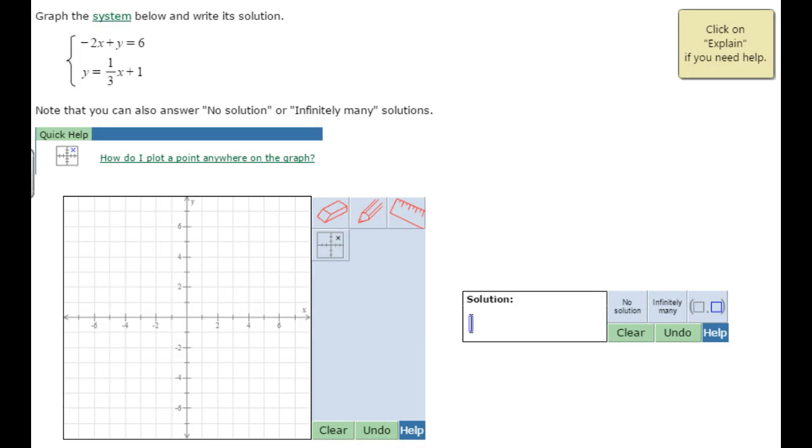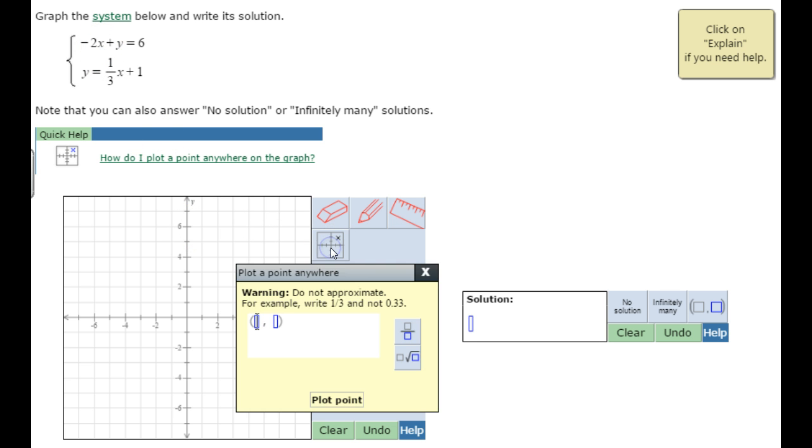The first thing you need to do to solve a system of linear equations by graphing is to take the first equation, in this case negative 2x plus y equals 6, and write a set of points, at least 3, so you can graph the equation. In this case, I've pre-prepared the points so that, for example, when x is 0, y is 6.